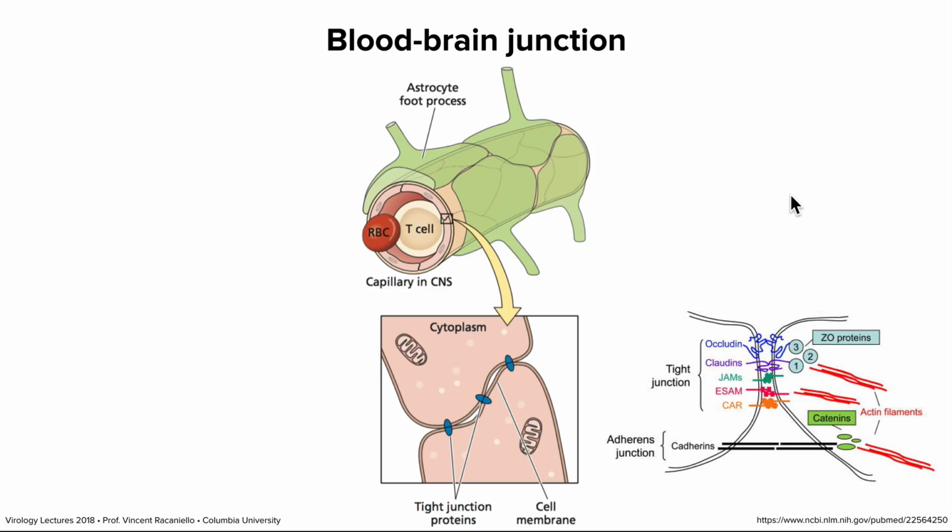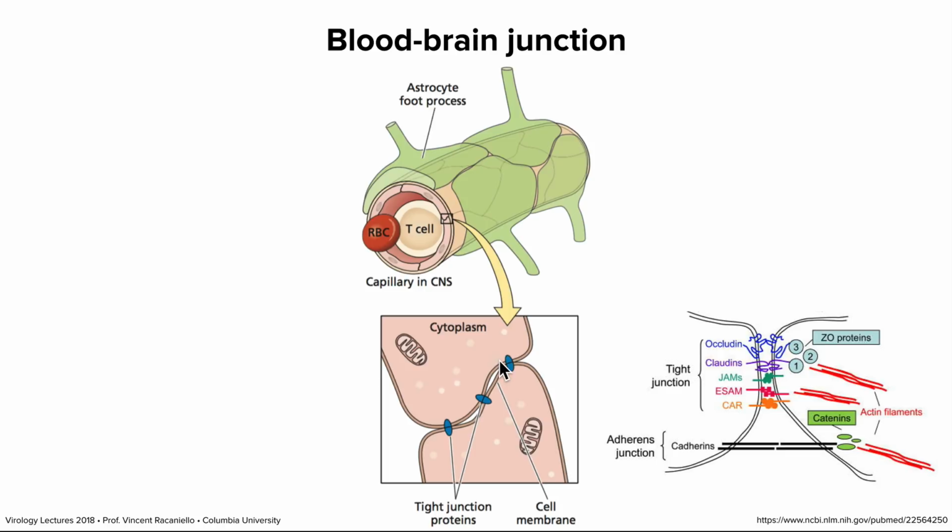Let's take a closer look at this blood-brain junction. Here on the top image is our capillary, and imagine this is in the central nervous system, the brain or spinal cord. And there, just for size, is a red blood cell and a T cell flowing through. You can see the endothelial cells that form the capillary are tightly joined. But in addition to that and the basement membrane, around it is an astrocyte. These wrap around the capillaries and give them further protection.